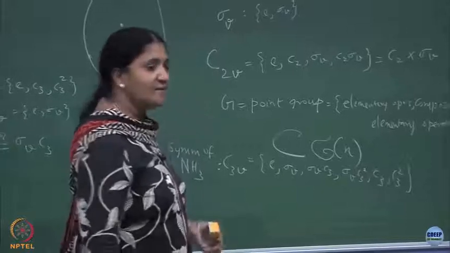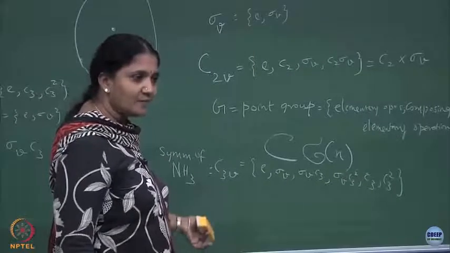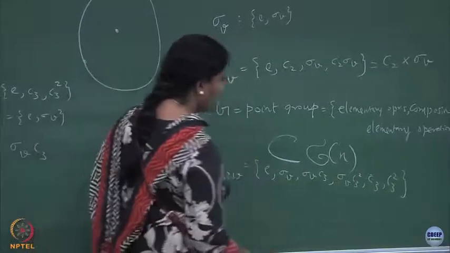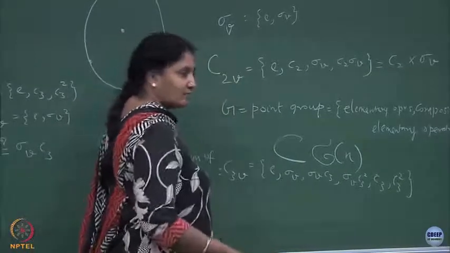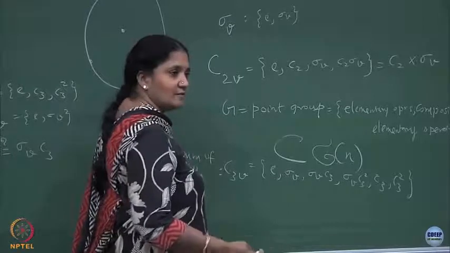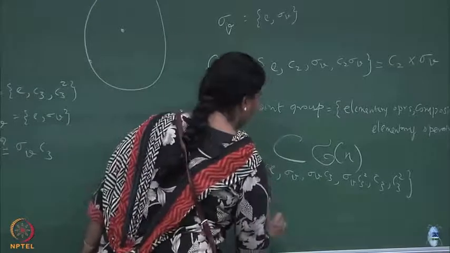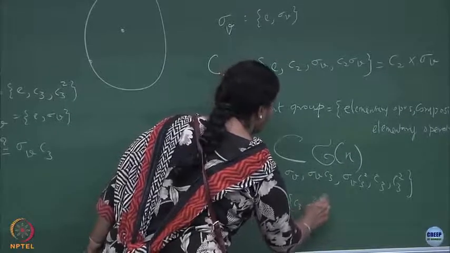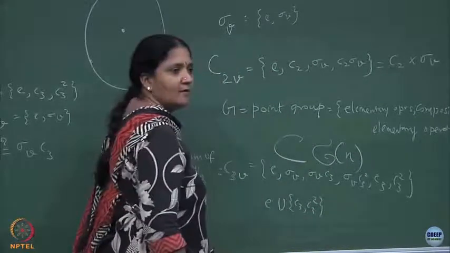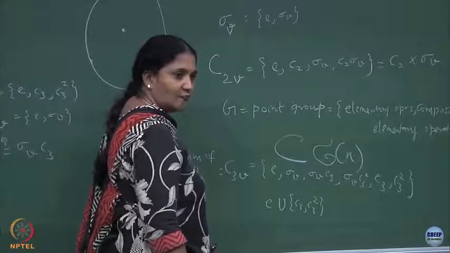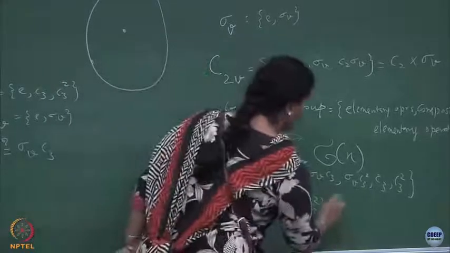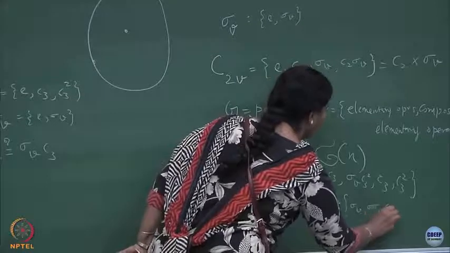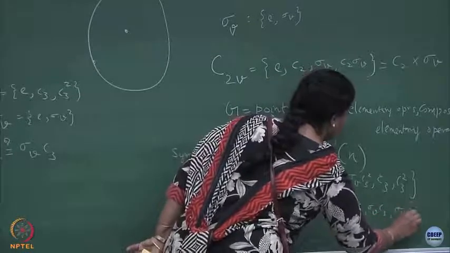In terms of AB, you can see the same symmetry, and you can also rewrite this as, can we write it also as a class structure? Identity element, union C3 and C3 squared belongs to the class, and then this is sigma v, sigma v C3, sigma v C3 squared.